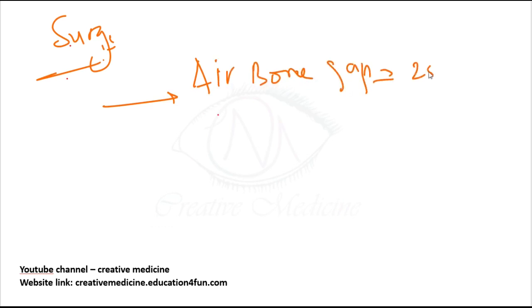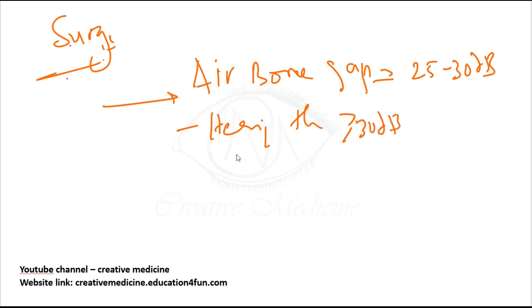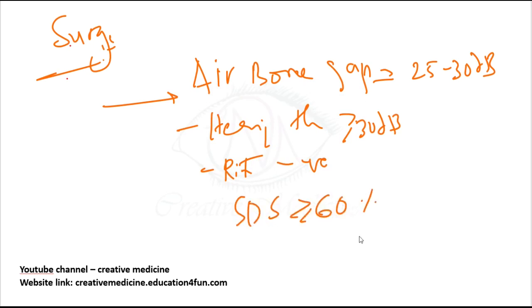Next, surgical treatment is done. When do you do surgical treatment? It is done mainly if the air bone gap is at least 25 to 30 decibels, if the hearing threshold is more than or equal to 30 decibels, if Rinne's test is negative, if the speech discrimination score is more than or equal to 60%, and if the patient has profound hearing loss. In these conditions we do surgery.